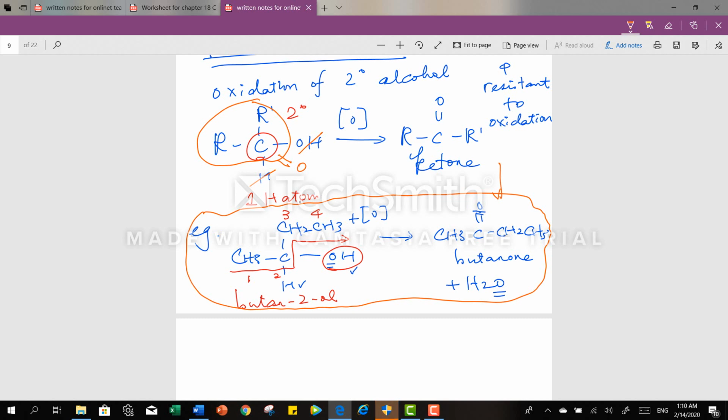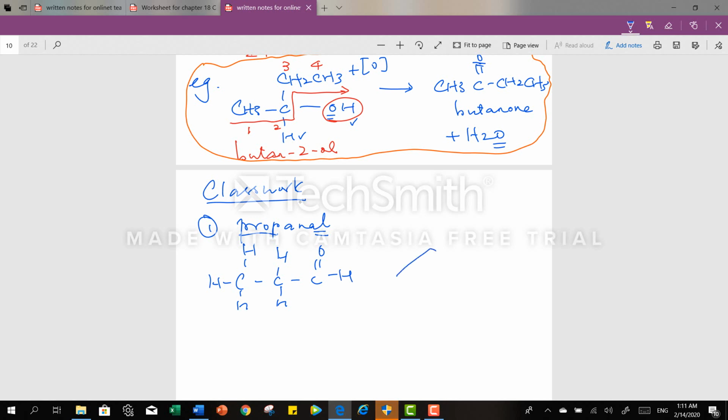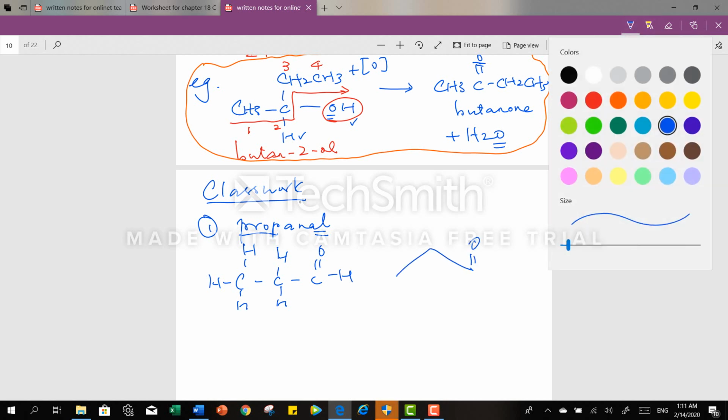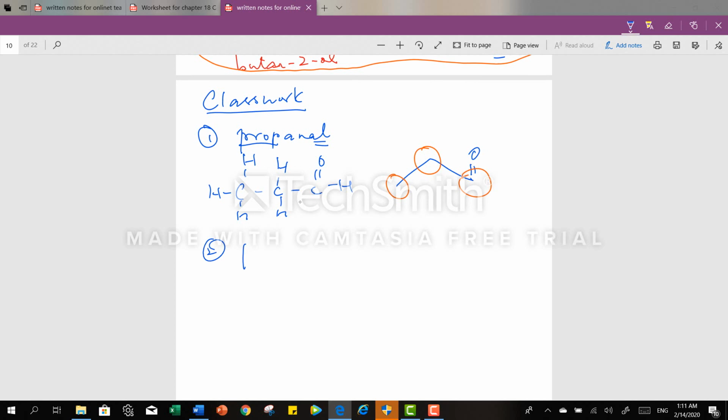If not, then I want to do some revision on how to draw the displayed formula and the skeletal formula of some compounds. Classwork. For example, propanal, an aldehyde, with 3 carbons, 1, 2, 3. For the skeletal formula, 1, 2, 3, then O. Do not draw any H for the skeletal formula because all the H atoms are omitted. 1 carbon, 2 carbon, 3 carbon. Any questions?